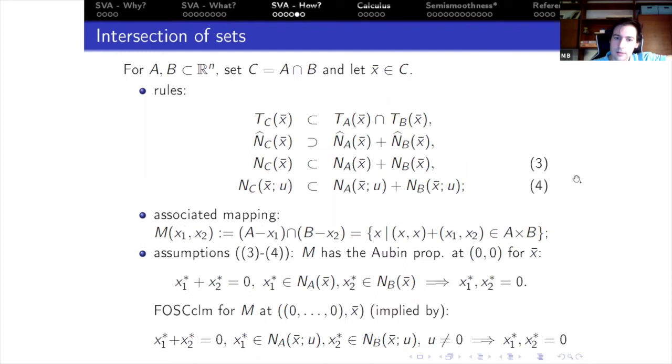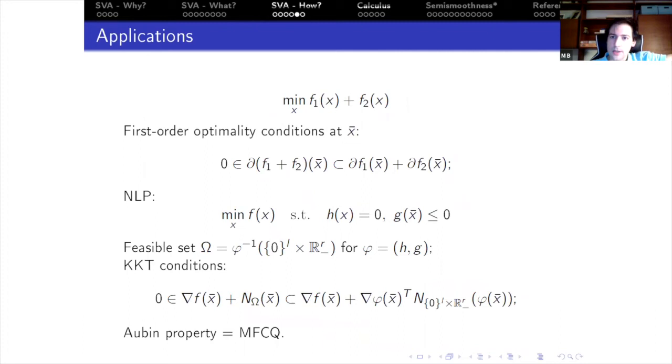And then again, for applications, it's very simple. You want to minimize a sum of functions. Of course, you need to know what the subdifferential of the sum is. If you have, let's say, nonlinear programs, so you are minimizing something and you have equality constraints, inequality constraints, then the feasible set can be written as a pre-image, and then the KKT condition. First you have zero belongs to gradient plus normal cone to the feasible set, but what is that? Using calculus, the pre-image rule, you get that this is simply gradient of this times normal cone to a simple set.